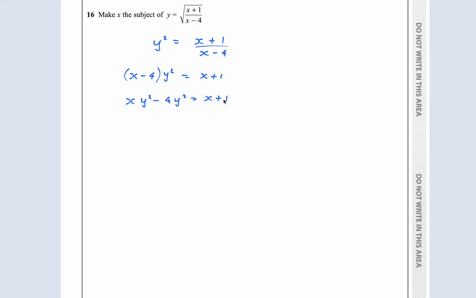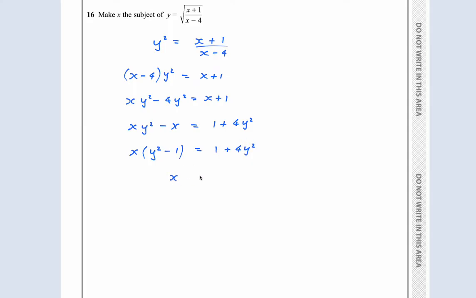I then need to get the x's on their own on the left. So I'm going to subtract x, and add this 4y squared in one go. All the terms with x's over here on the left, all the terms with y on the right. Then this is perhaps the tricky bit. You need to factorize out the x. So you take out x and you're left with y squared minus 1, which equals 1 plus 4y squared.